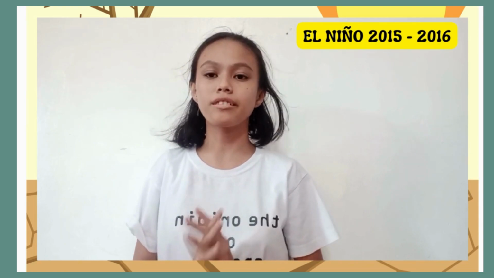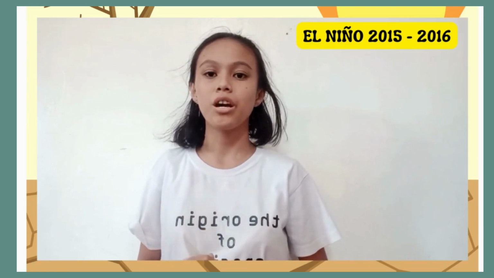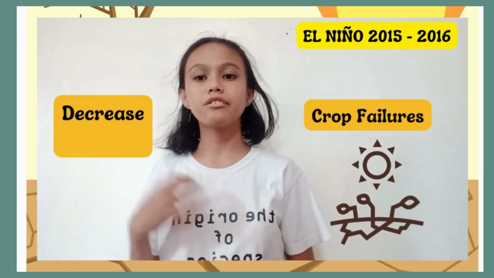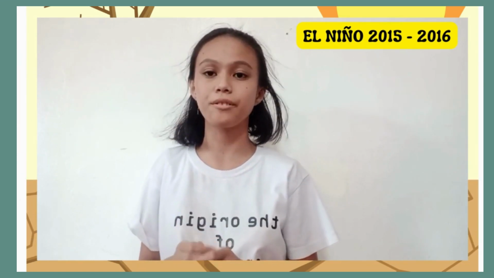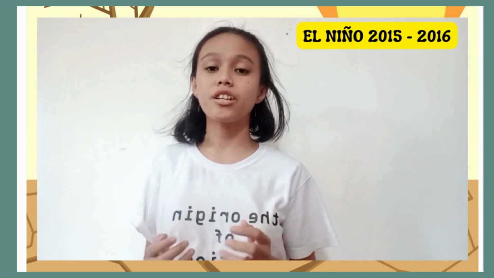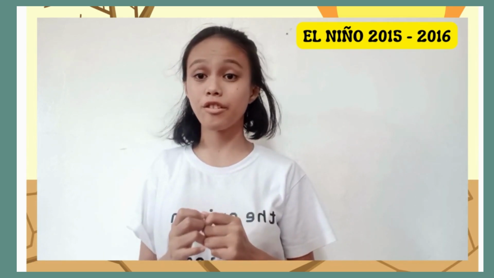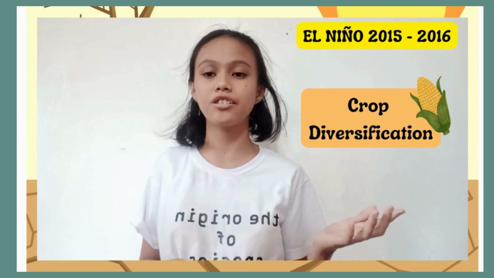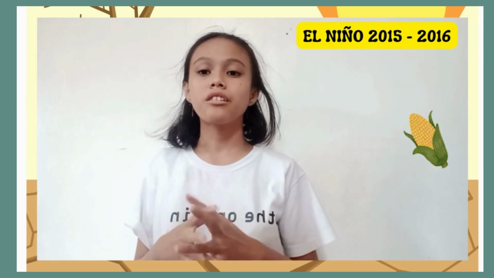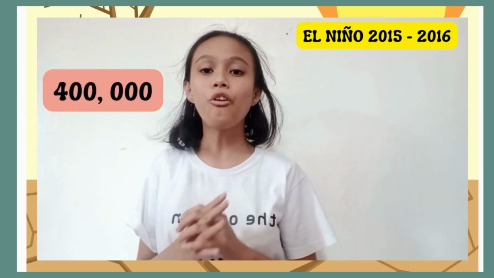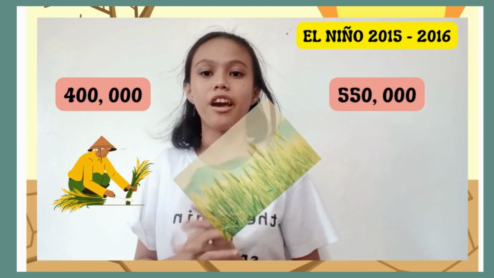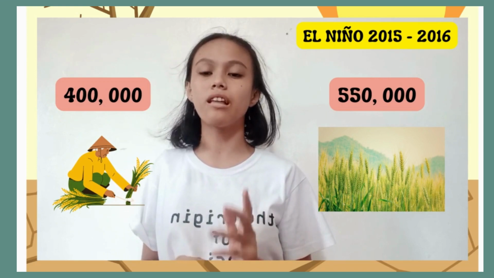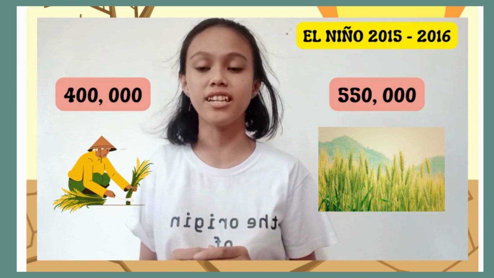The agricultural sector was particularly affected, with crop failures and decreased yields leading to food shortages and increased prices of staple crops. Farmers faced economic hardships and had to implement measures such as crop diversification and water conservation. The drought directly affected over 400,000 farmers and 550,000 hectares of agricultural land by May 2016.